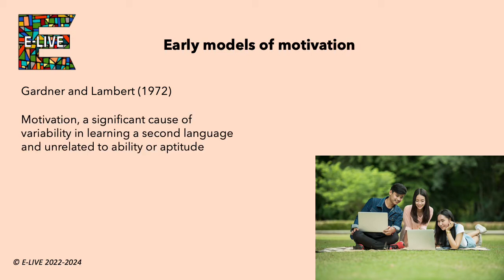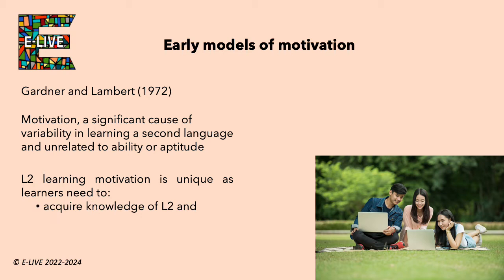In 1972, they suggested that motivation was a significant cause of variability in second language acquisition, and that its effect was unrelated to ability or aptitude. They argued that due to the social dimension of learning a language, L2 learning motivation differs from other types of learning motivation because learners have two needs, that is, to acquire the knowledge of the language and also identify with the target language community and their culture.